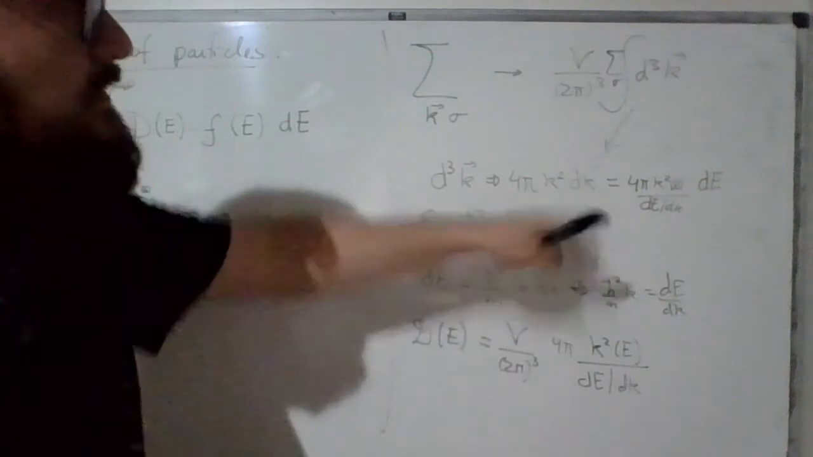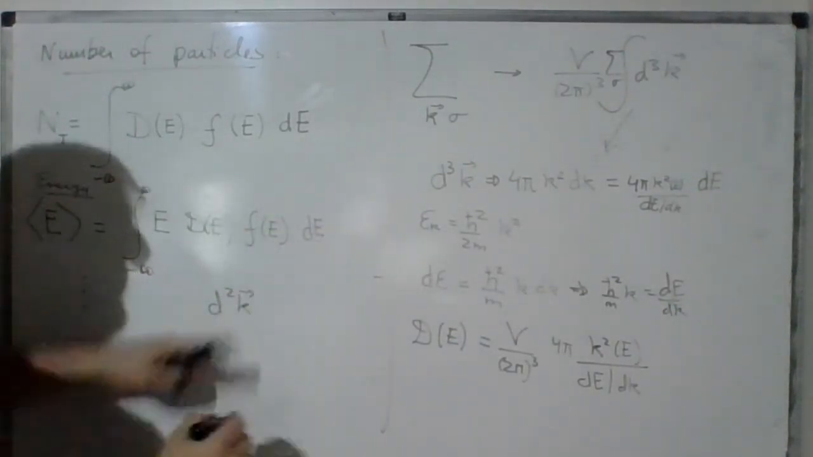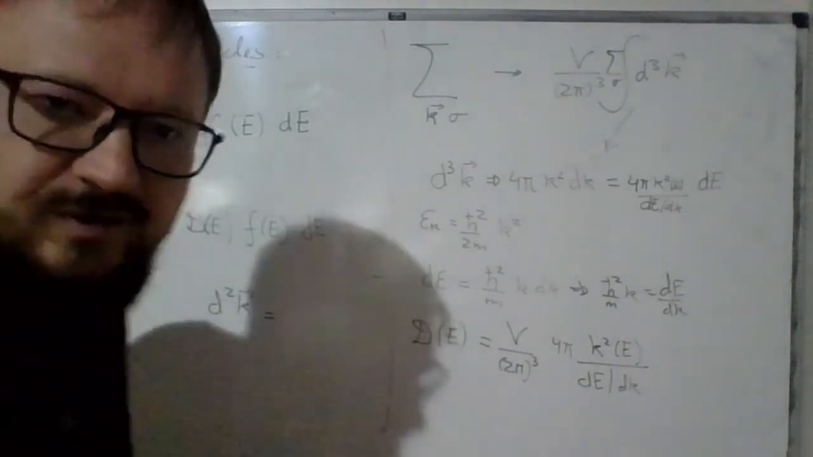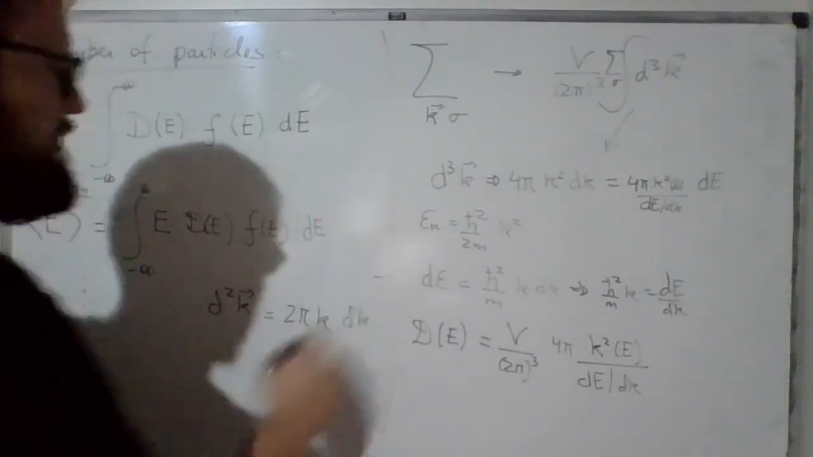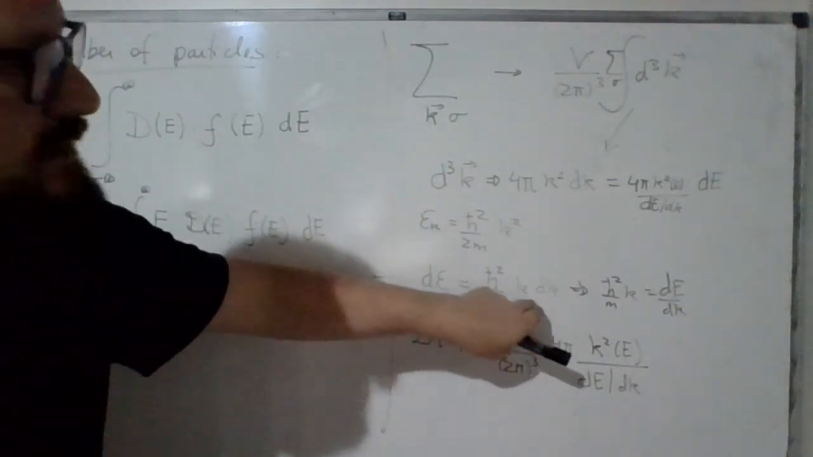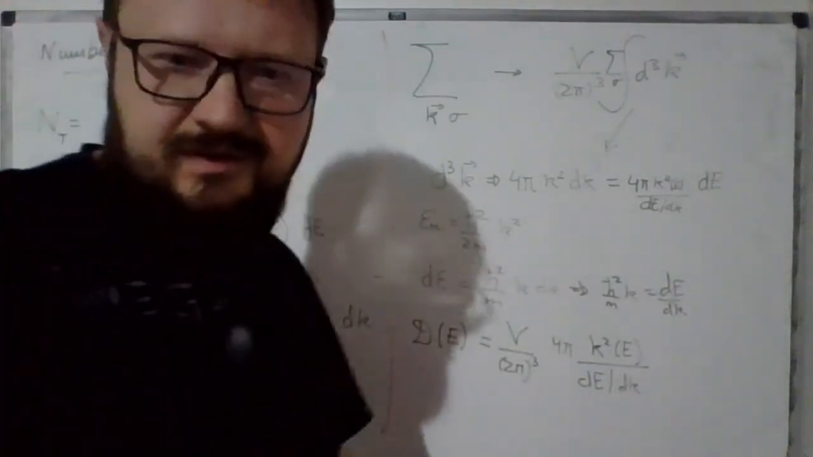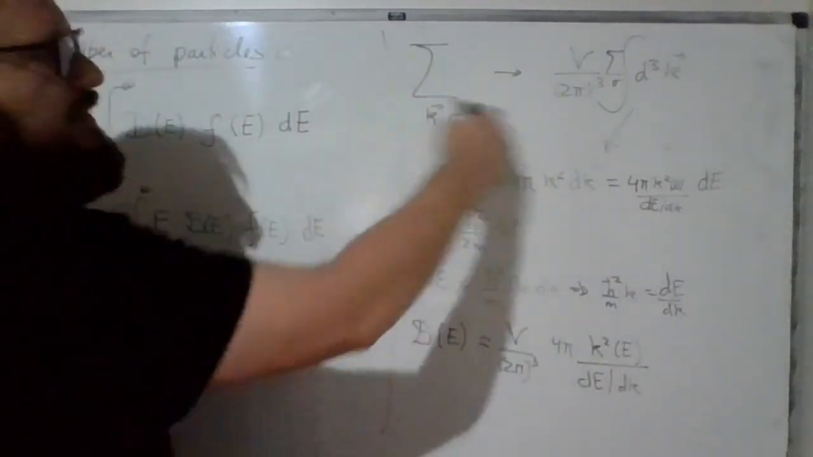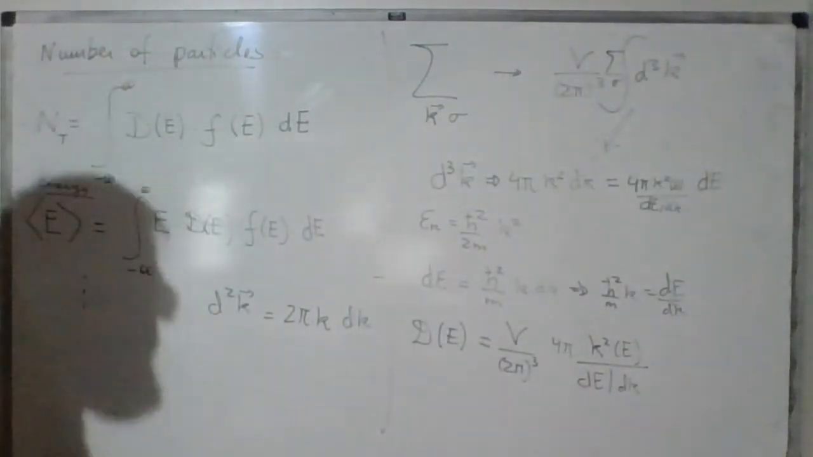In 2 dimensions, you can convert d2k, the volume in 2-dimensional space, an area, as 2 pi k dk, and notice that when you divide by this factor k dk, it cancels out, and the density of states is a constant in 2 dimensions. And in 1 dimension you can do the same, but the integral is just a replacement by L over 2 pi integrated over dk.